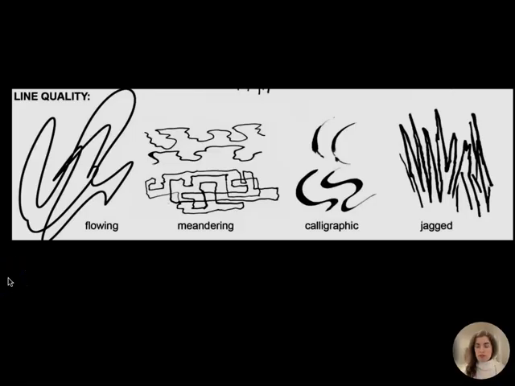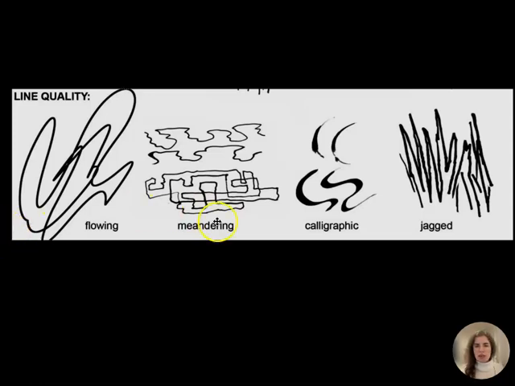We start off with a very basic element, line. When we think of line, we might immediately think of drawing. We're going to see some drawing, but we could also think about examples of painting where line is evident, or sculpture where you have a sense of line coming through the sculpture. You can even have architecture that employs line to help organize space and structures.